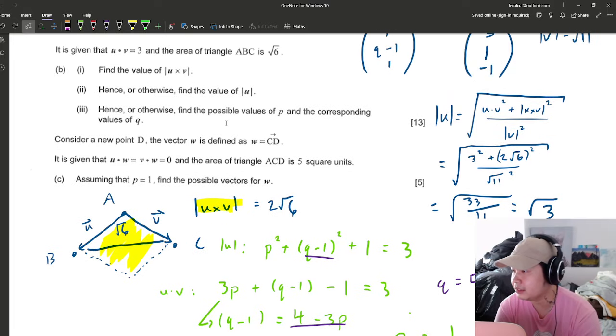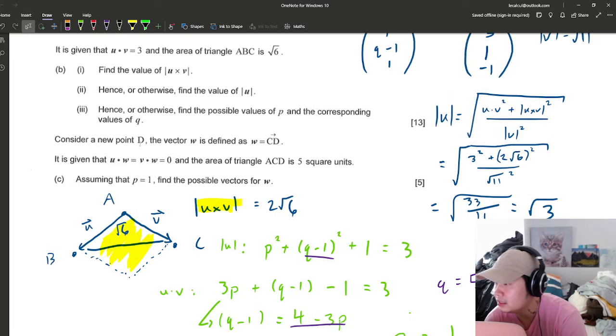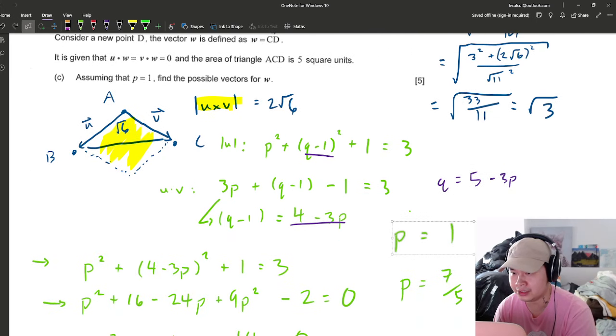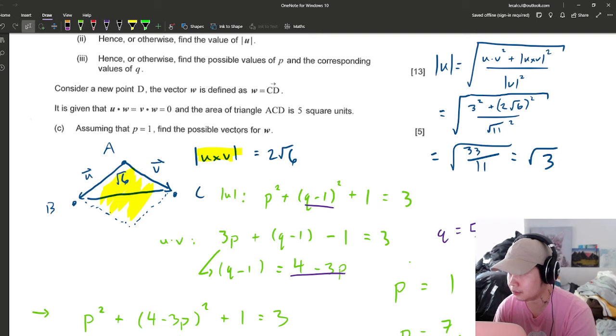And then let's see, what's next? Consider a new point, D. W is C to D. It is given that U.W and V.W is 0. The area of the triangle ACD is 5. And then assuming p is 1, so we're using this one, find the possible vectors for W.